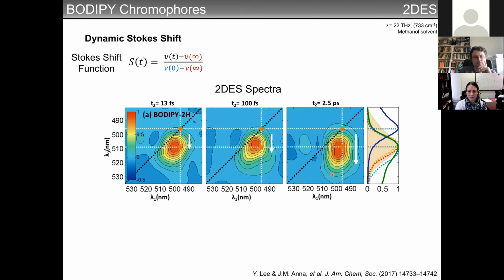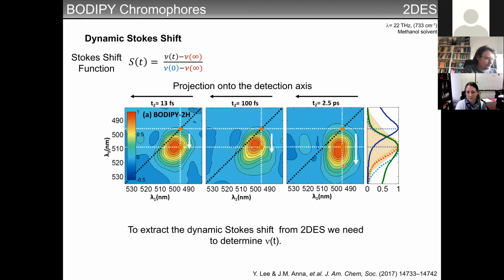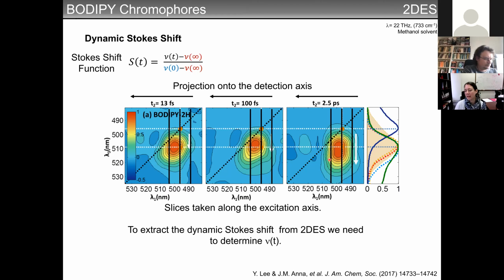So to do this, we need to think of how we're going to extract how this frequency here is changing as a function of time. So we're going to use 2 different analysis procedures here. First, we can project the 2D spectra onto the omega-3 axis, right? And get back our pump probe spectra. So we can analyze this in the pump probe spectra with the projection, or we can take slices at different excitation frequencies and look at the solvation dynamics from a single slice in the 2D spectra.